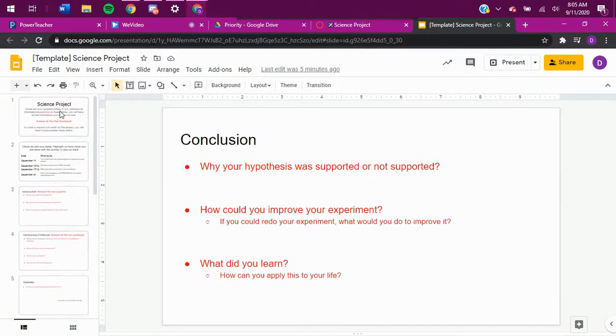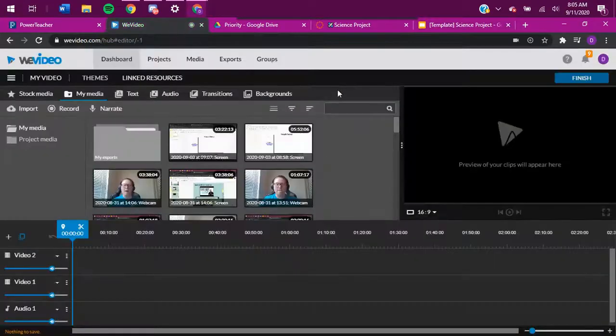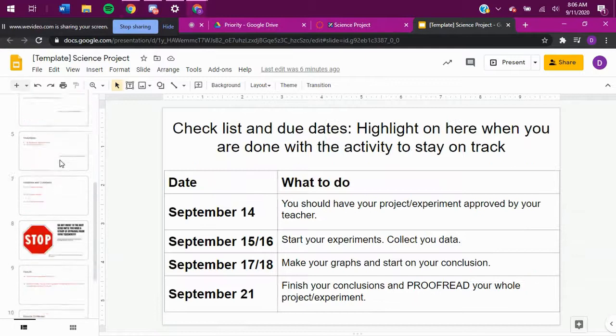This is not meant for you to spend money on. You should be using the resources that you already have. Okay? Use the resources that you already have. If you have any questions, either email me or Miss Trainer.